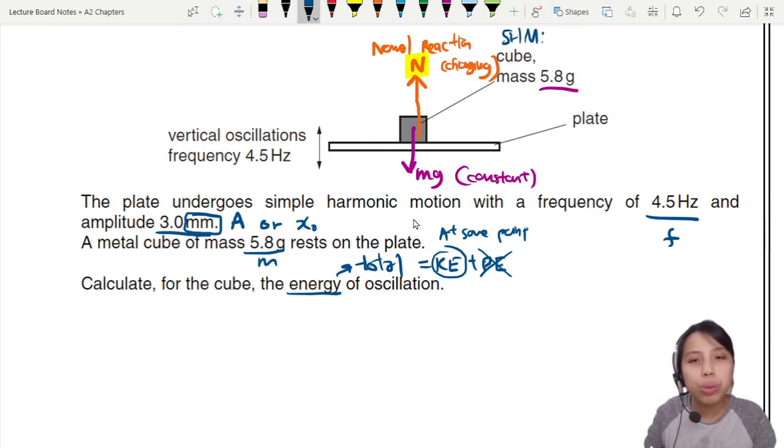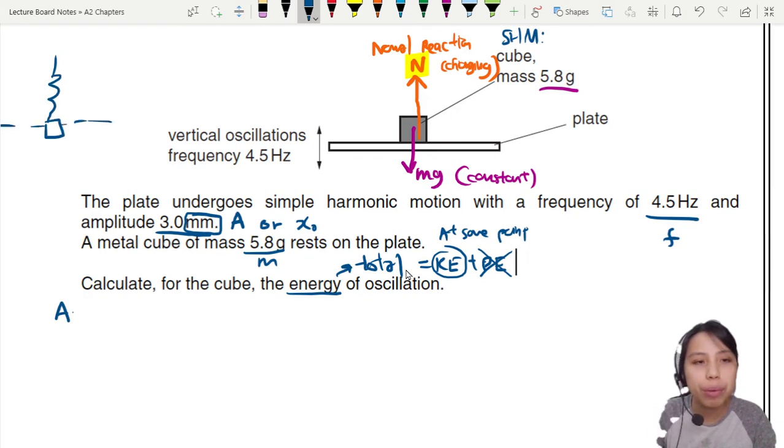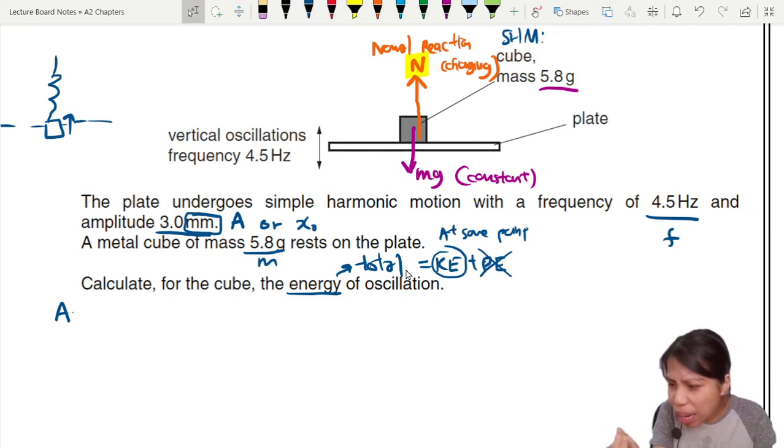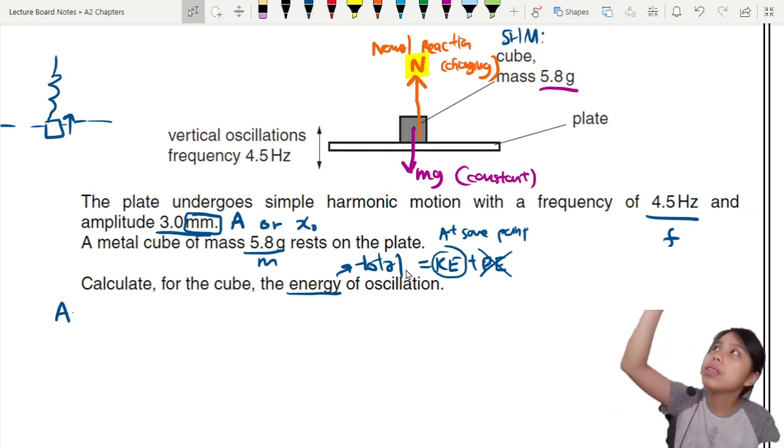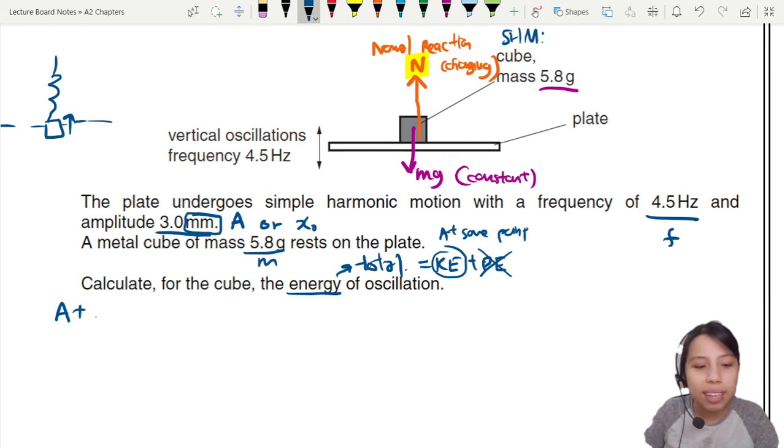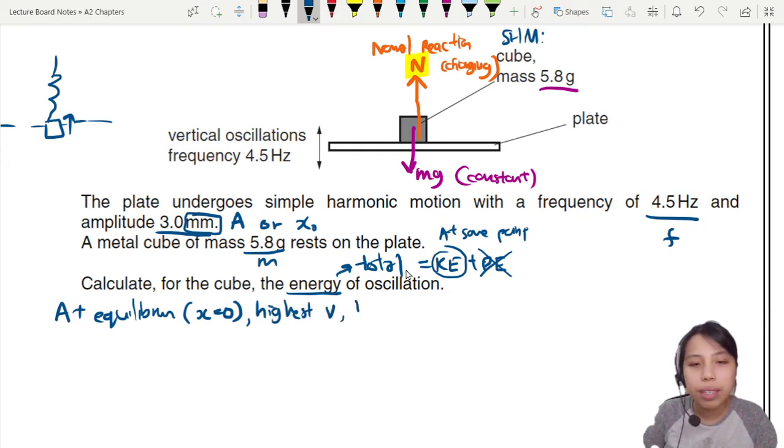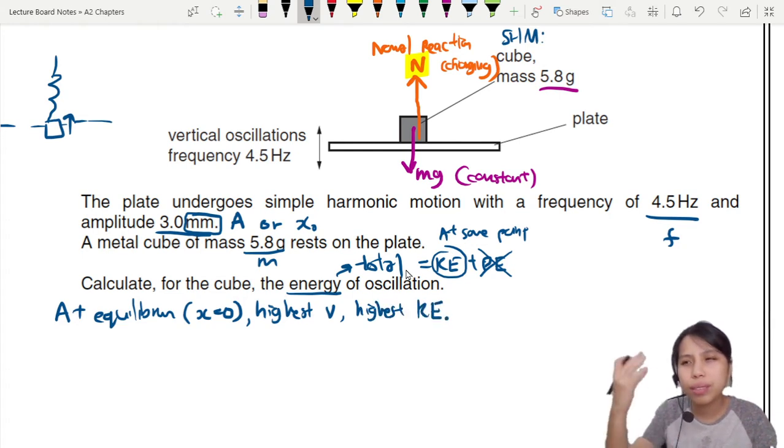For total to equal to KE, this will only happen at the equilibrium position. Think of a spring, okay? When is the spring moving the fastest? At equilibrium, either moving up or down. You pull it down and you let go, it shoots up, and then you slow down, then come down again. So at the equilibrium position, that's when the displacement is 0. That's where you have the fastest speed. You have highest v, highest kinetic energy.